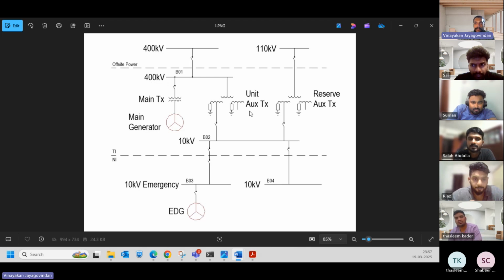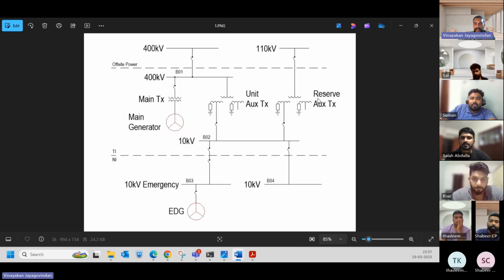And the auxiliary power system is made up of two sources of power. One is from this offsite grid through this auxiliary transformer. This power is called the unit auxiliary power. Another one is through the reserve transformer from another standalone offsite grid. This is called the reserve power. It is designed for redundancy and to ensure continuous operation in case any failure happens in this grid, in this power system.